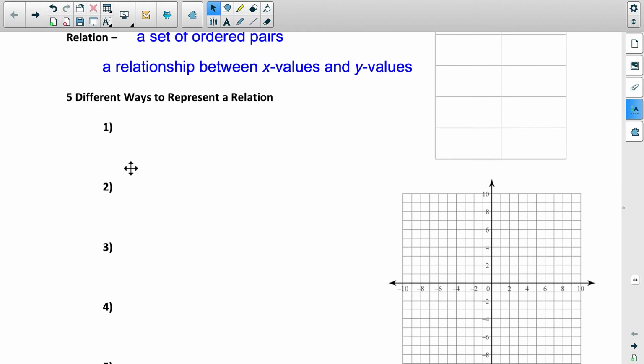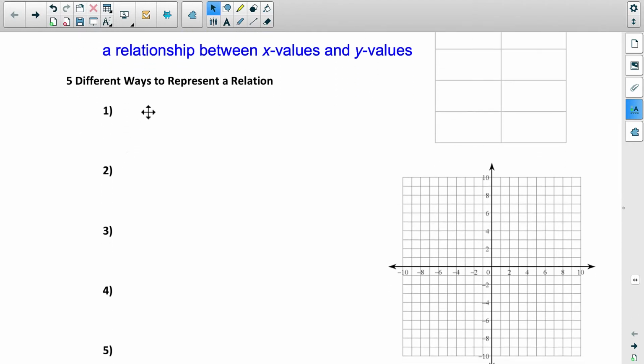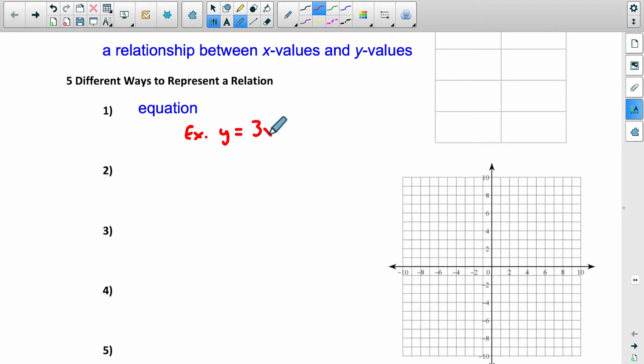So there's five different ways to represent these relations. One way is with an equation. So I'm just going to make up a little equation here, and we'll use it as our example for all of these. I'm going to say example is y equals 3x minus 2. Okay? So this is an equation. You could plug stuff into the x value. You could plug stuff into the y value. And there's a relation between the x and the y.